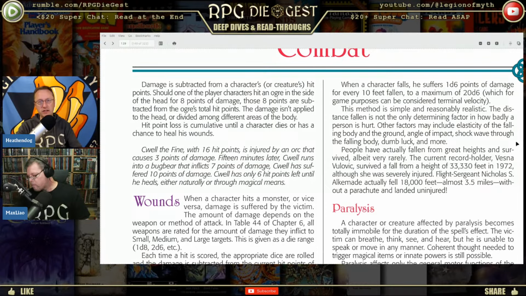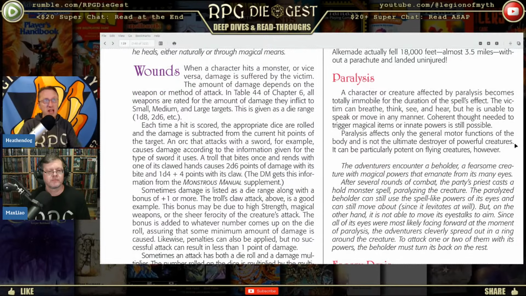Wounds. When a character hits a monster or vice versa, damage is suffered by the victim. The amount of damage depends on the weapon or method of attack. Table 44, all weapons are rated for the amount of damage they inflict to small, medium, and large targets. This is a die range, 1d8, 2d6, whatever. Each time a hit is scored, the appropriate dice are rolled and the damage is subtracted from the attacked person's or thing's hit point total.